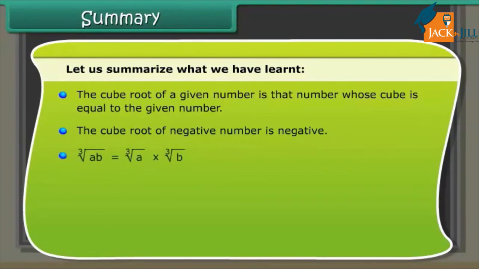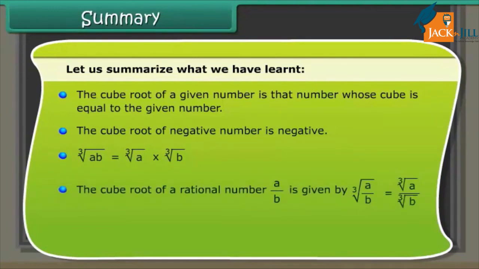The cube root of ab is equal to the cube root of a times the cube root of b. The cube root of a rational number a/b is given by the cube root of a/b is equal to the cube root of a upon the cube root of b.